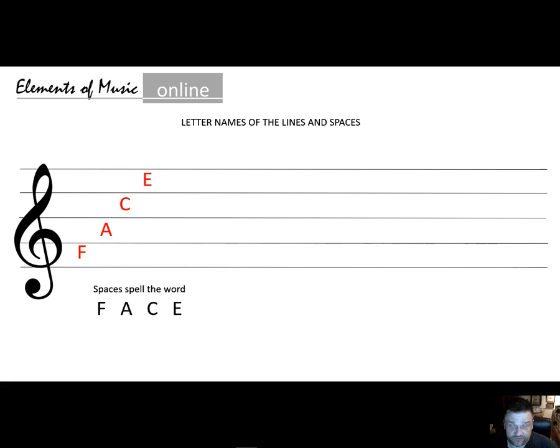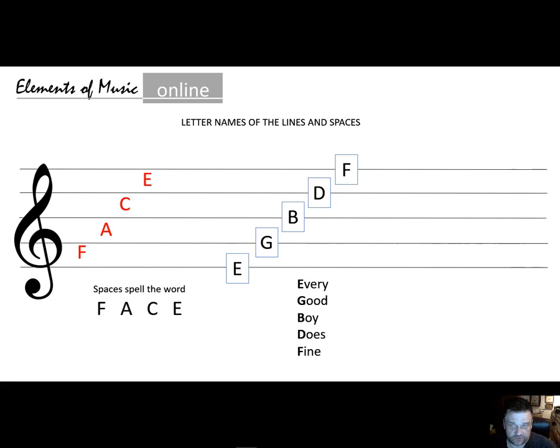Now, if the spaces have letter names associated with them, so do the lines. The lines, starting with the bottom going up, are E, G, B, D, and F. Now, obviously that does not spell a word, but we do have some acronyms that you can use. The one that is probably the most well-known and popular is Every Good Boy Does Fine. Notice how the first letter in every word is associated with the letter names of the lines in the treble clef.